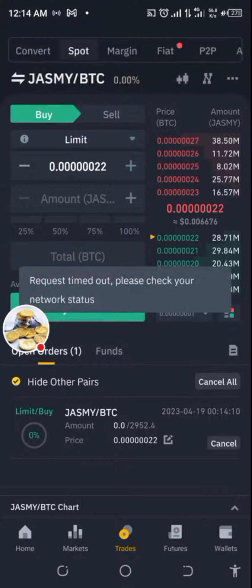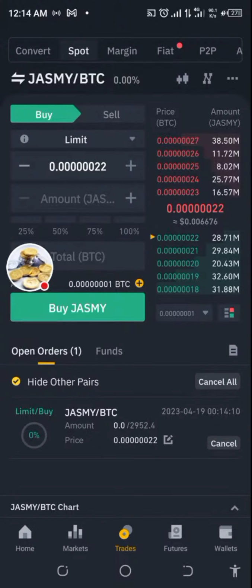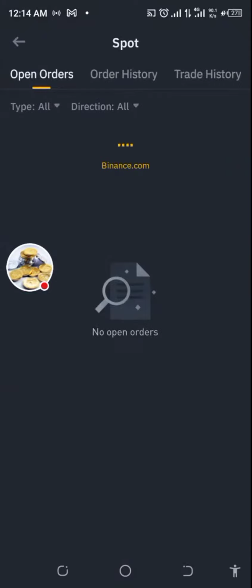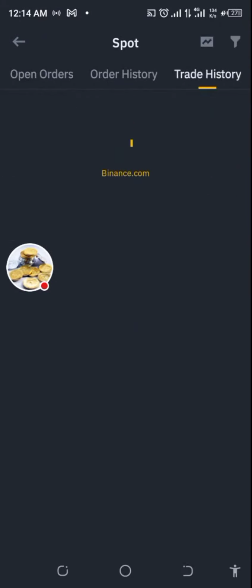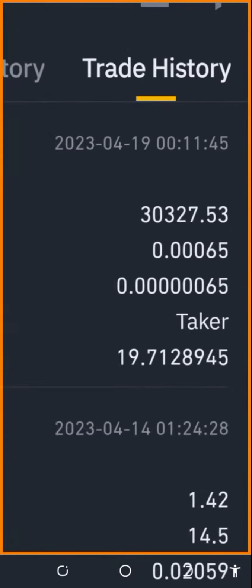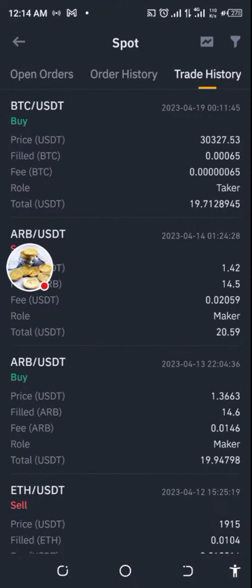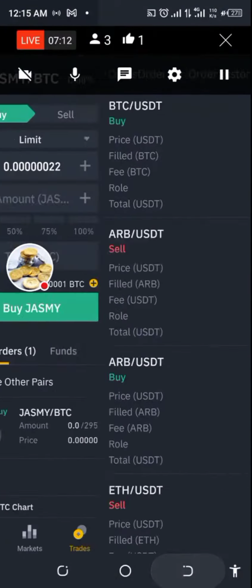Just in case it takes a long time, I'm just going to go back and change this to BTC USDT. Don't forget that I'm trying to buy JASMY, but I have BTC. So how do you know how much I bought it? I'll go to the trade history. In the trade history, I can check how much I bought this BTC. I bought it at 30,327. So once I begin to see that it goes higher than that, of course.